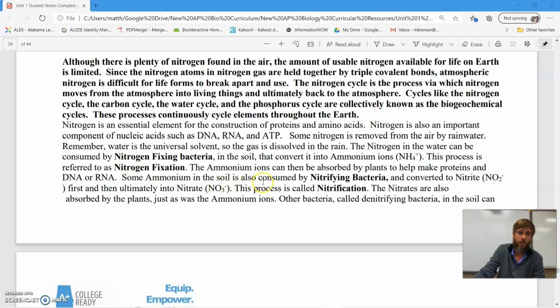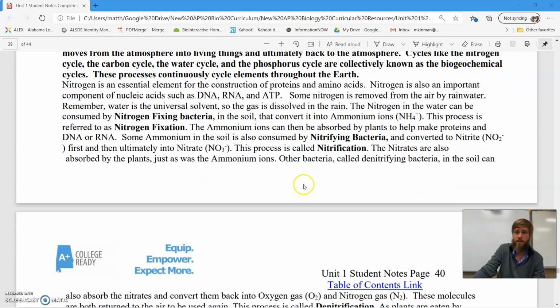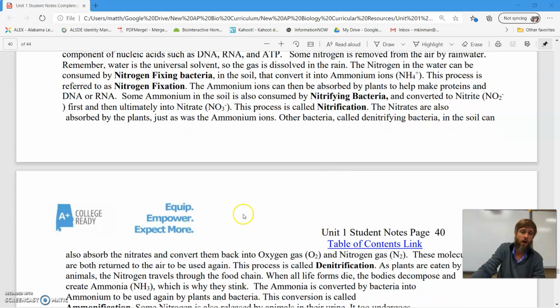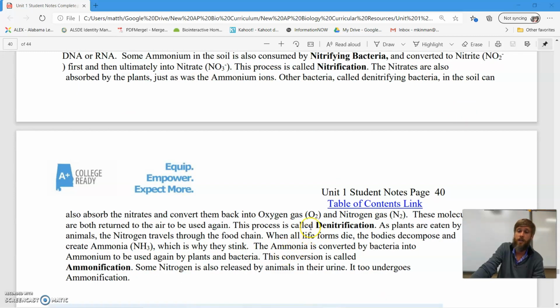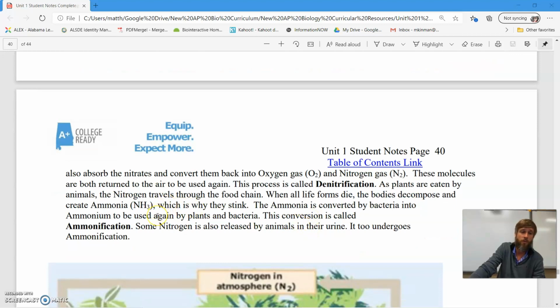The ammonium ions can then be absorbed by plants to help make proteins and DNA or RNA. Some ammonium in the soil is also consumed by nitrifying bacteria and converted to nitrite first, then ultimately into nitrate. This process is called nitrification. The nitrates are also absorbed by the plants just as were ammonium ions. Other bacteria called denitrifying bacteria in the soil can also absorb the nitrates and convert them back into nitrogen gas. These molecules are both returned to the air to be used again. This process is called denitrification.